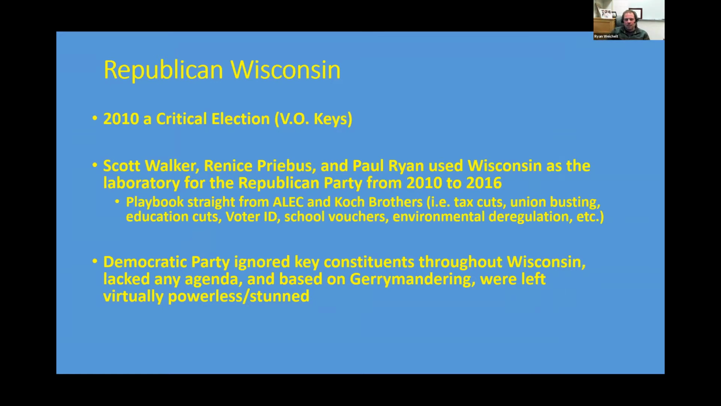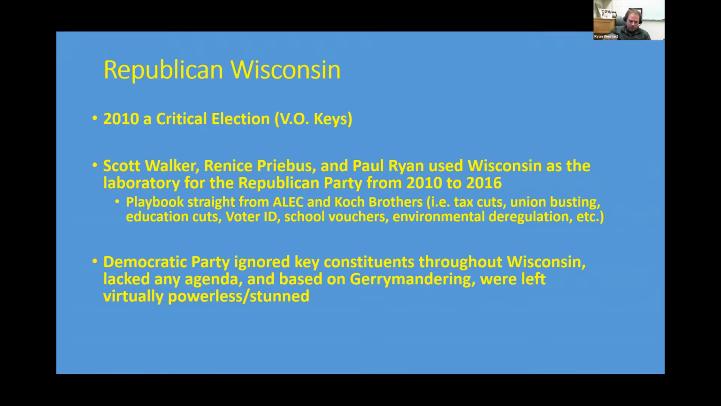It changed things, okay? Now, Scott Walker, and at that time Reince Priebus and Paul Ryan, his power was sort of moving up. You really start seeing things changing at the state level, and it was sort of a laboratory that was happening across the entire United States from 2010 to 2016. We'll get to Donald Trump in just a bit, but these playbooks came straight from ALEC and the Koch brothers: tax cuts, Act 10, union busting, cutting education, voter ID laws, school vouchers, environmental deregulation. These were things being really pushed in the state of Wisconsin that would eventually leak out into the entire country.